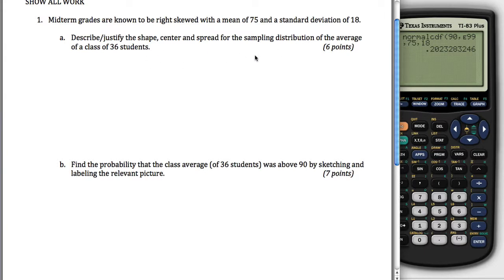So what I'm saying is I'm not taking one student. For one student, I know that the mean is 75 and the standard deviation is 18. But that's not what I want. I want the average of 36 students. That number, I don't know, because it depends on all the 36 students. But I can make predictions about it using the sampling distribution. So in order to use the sampling distribution, we've got to talk about the shape, the center, and the spread.